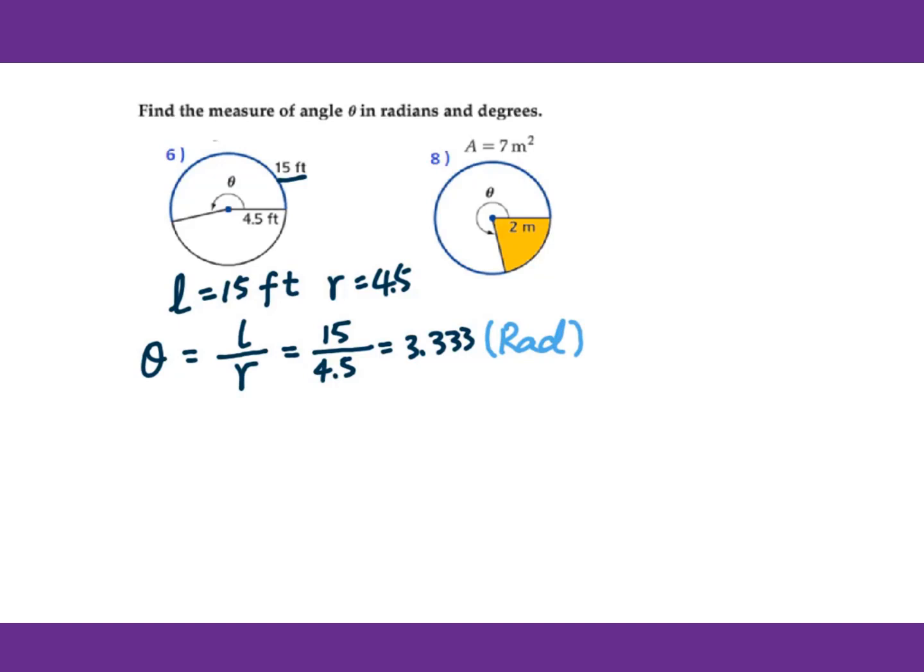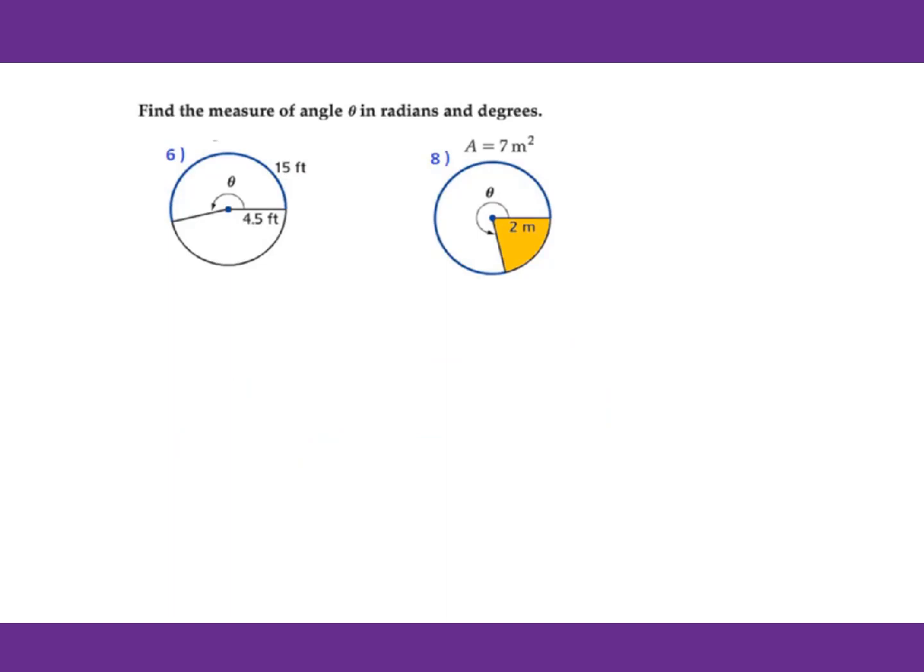Then how do we change this radian into degrees? You have to take 3.333 divided by pi times 180 degrees. Put into the calculator, and you will get 109.986 degrees.